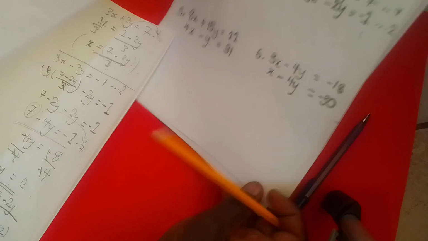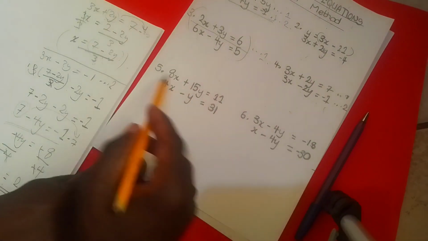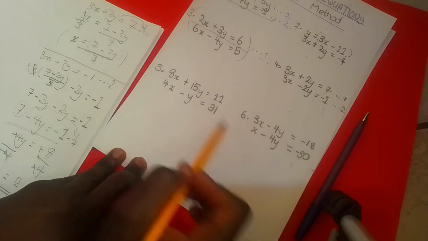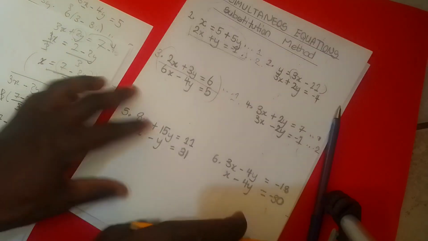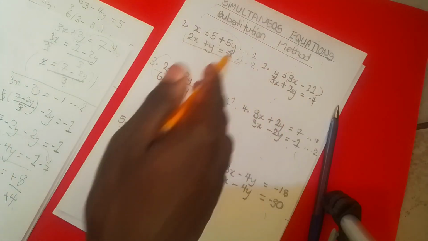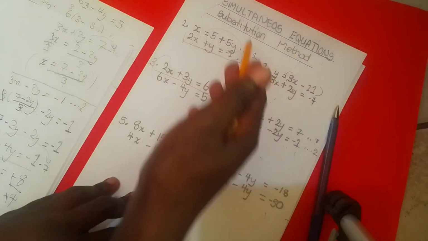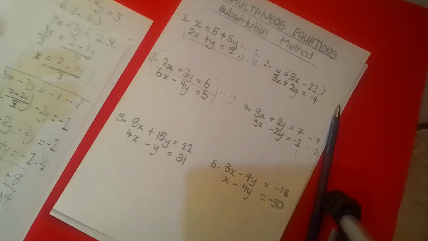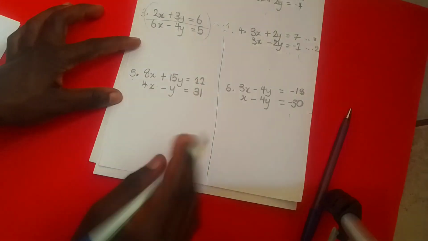Okay, so now we are left with the ones that are a bit complicated, right? Number 5 and number 6. We have finished the substitution method. For the next tutorial, we're going to be focusing on the elimination method. Okay, number 5.